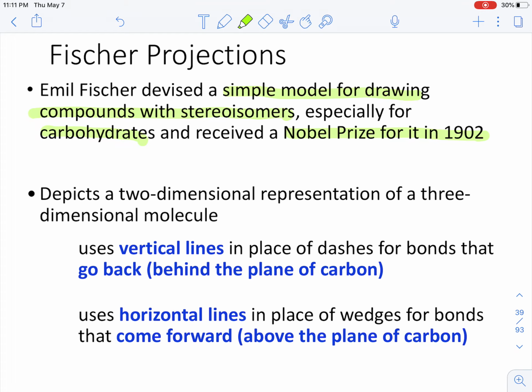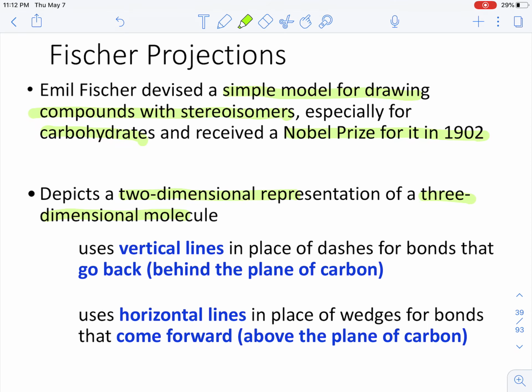And so basically what he is doing in his model is taking a three-dimensional representation of, for example, a carbohydrate in its linear form, and representing it in a two-dimensional manner. However, he is doing it in such a way that it's more or less a shorthand notation to represent the three-dimensional geometry of those carbons that have stereoisomers, or chiral carbons.